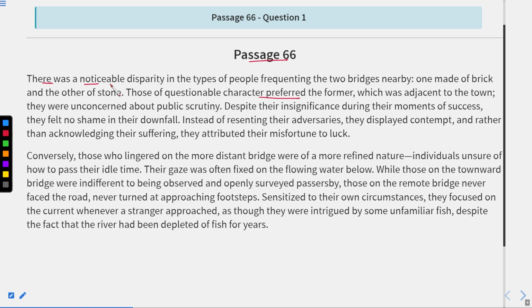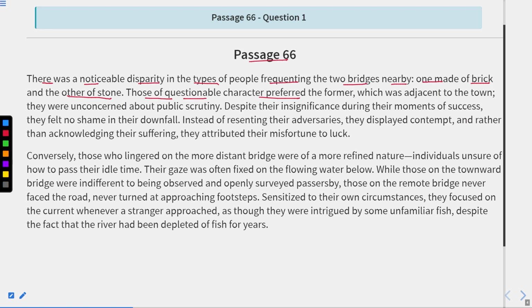There was a noticeable disparity. Disparity means difference, in the types of people frequenting the two bridges nearby. Two bridges nearby means that maybe some bridges are there which are near the town, or you can say these are the types of people that it represents. One made of brick and the other of stone. So here we are talking about two bridges, one of which is made of brick and the other of stone.